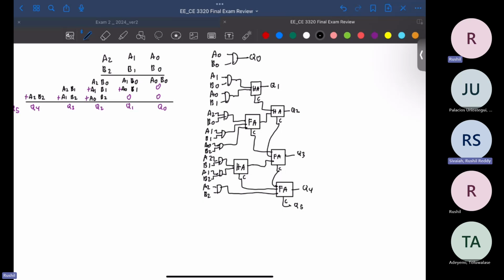So for Q2, you use a full adder, and then a half adder because you have one more input for the carry of the first one. Oh, I see.